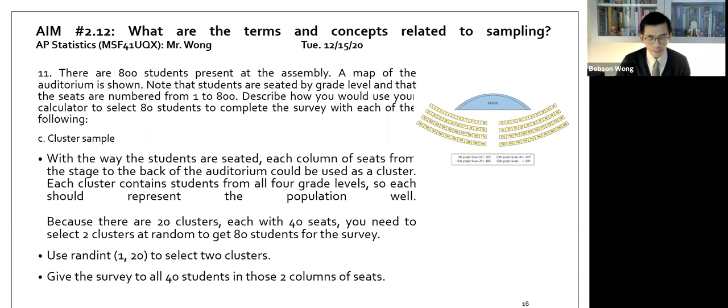A cluster sample. The column of seats, if you look carefully at the way this is designed, each cluster of seats from the stage to the back could be used as a cluster. So we number these 1 to 20 because this is the cluster, this is the cluster, these are all clusters. And so we select 2 of these clusters randomly, and then we give the survey to those students in those 2 columns of seats. So again, the cluster sample is like the slice of the cake because we get a little bit from each layer of the cake.